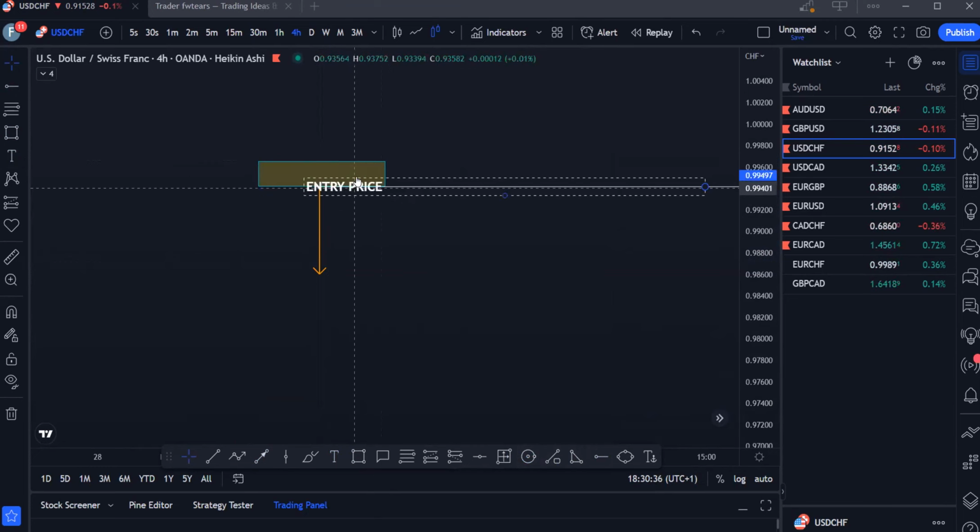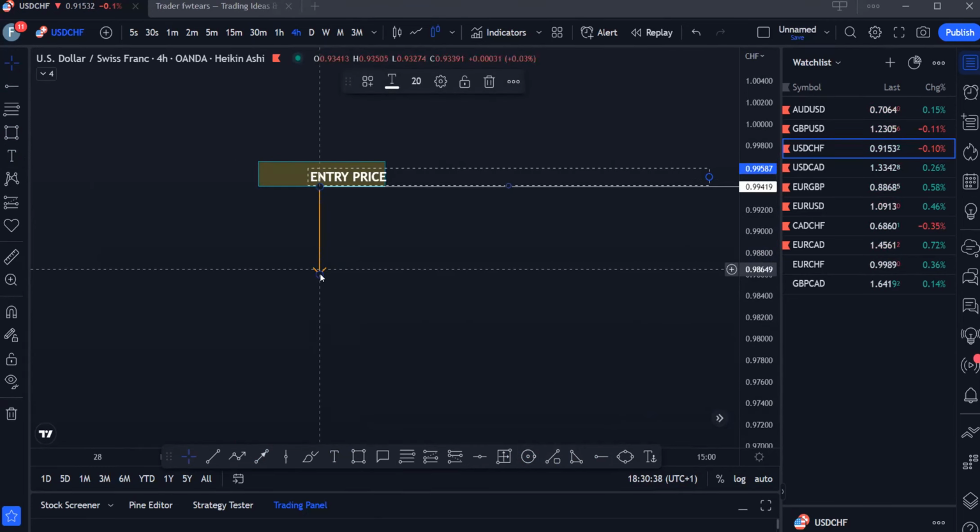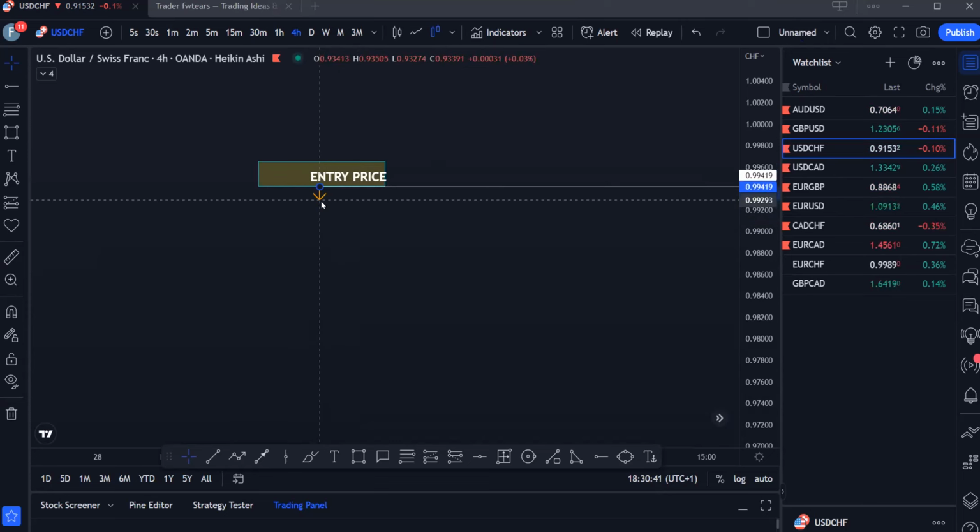So this is your entry price right here. And if you are selling, that means you're anticipating that price should go down. So peradventure, you were wrong, and then price started going up. As it is going up, you are losing money.